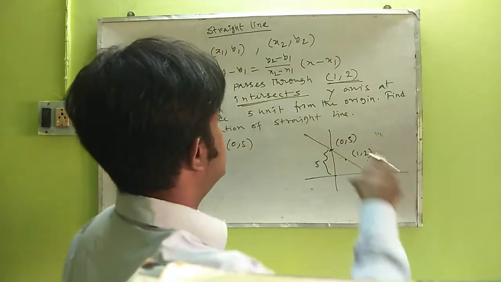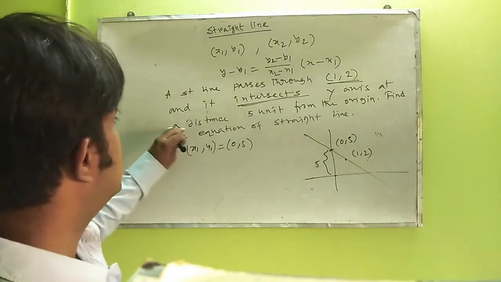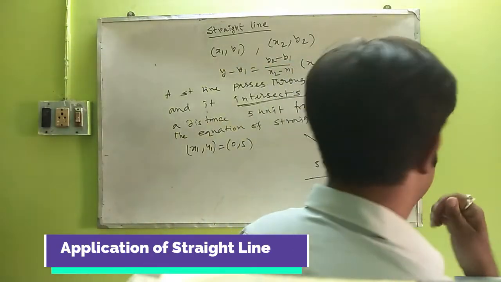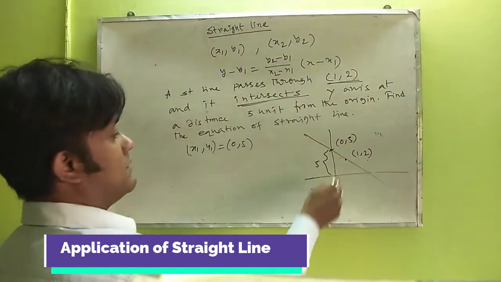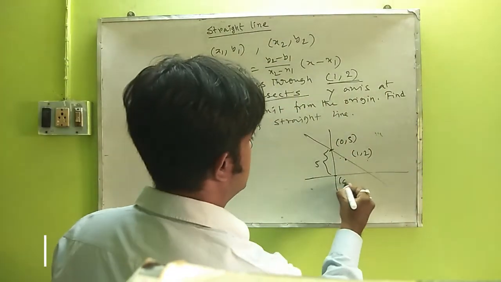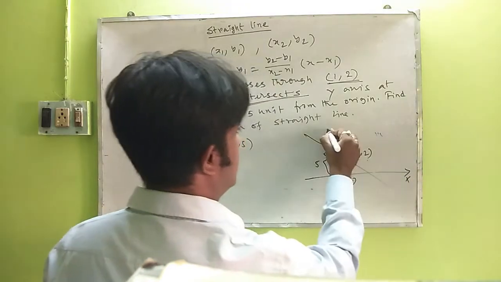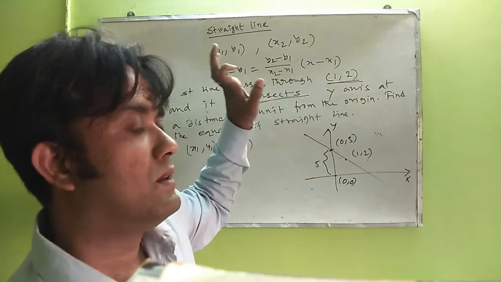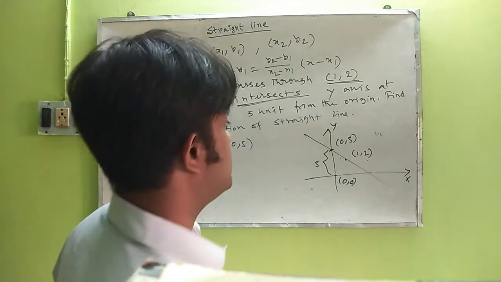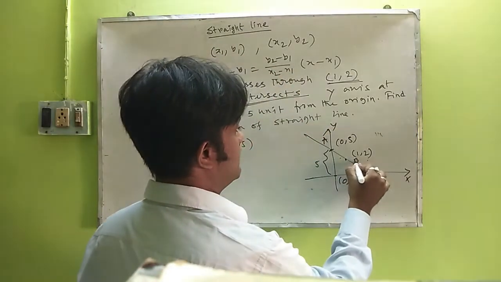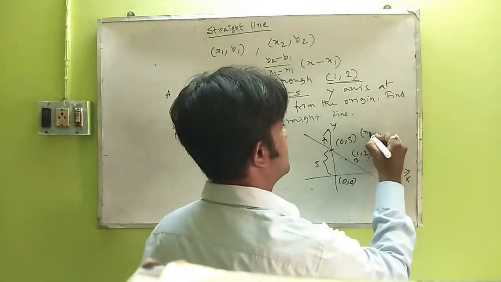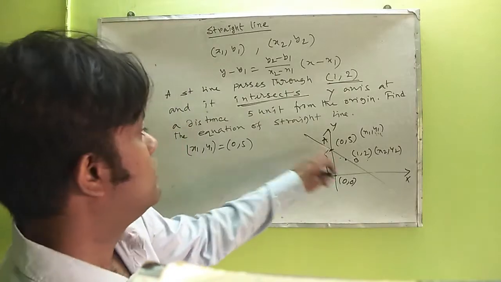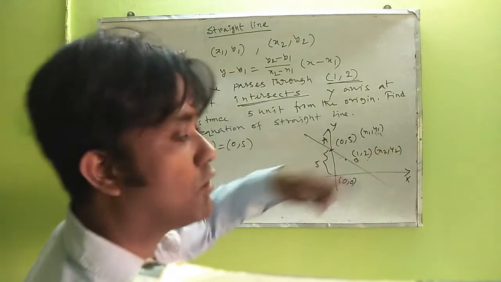Again I explain that this is the information that a straight line meets the y-axis at 5 distance from the origin. That is the origin, this is 0, 0. This is the x-axis and this is the y-axis. Now the straight line meets the y-axis at that point. Suppose this point is A and this point is B, take it as x1, y1 and x2, y2. So the straight line meets the y-axis at 0, 5.